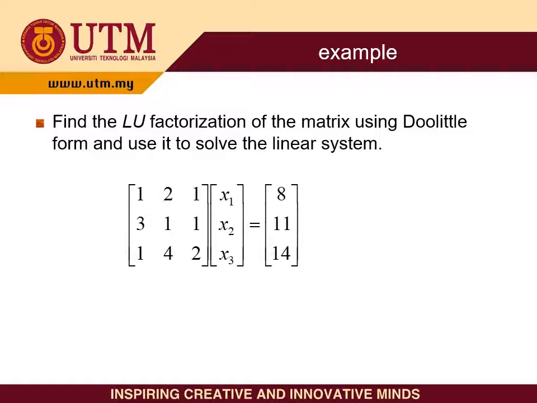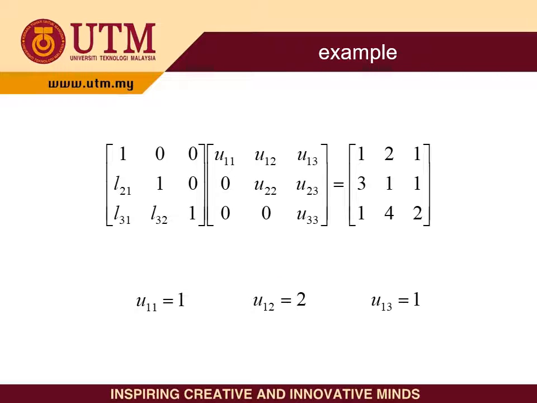This is the first example. Find the LU factorization of the matrix using Doolittle form and use it to solve the linear system. They give us this linear system, and they want us to find the factorization using Doolittle form. First step is to look back at the matrix factorization equation from before to solve this type of problem.